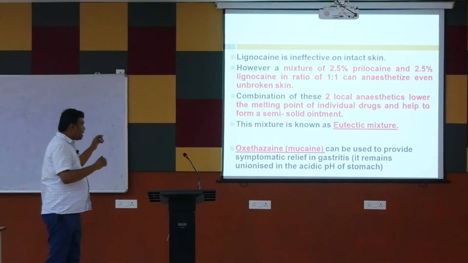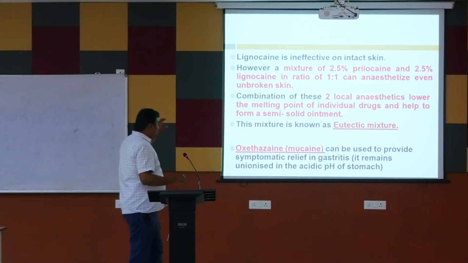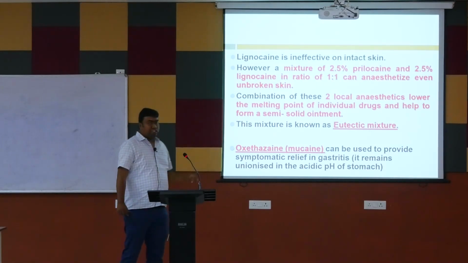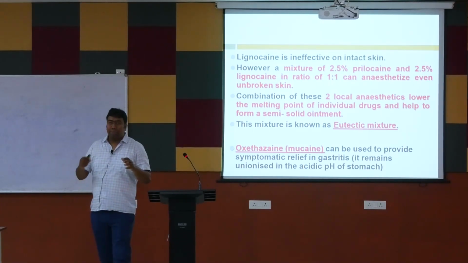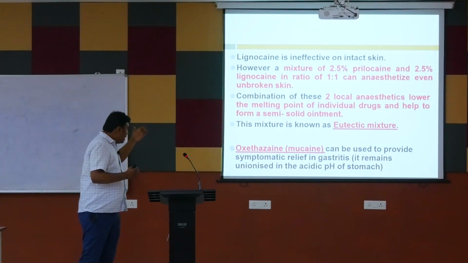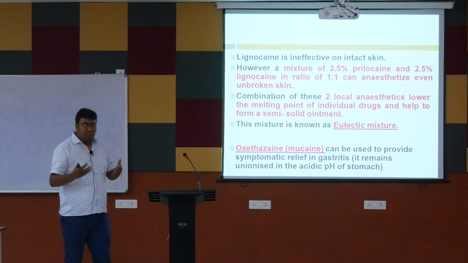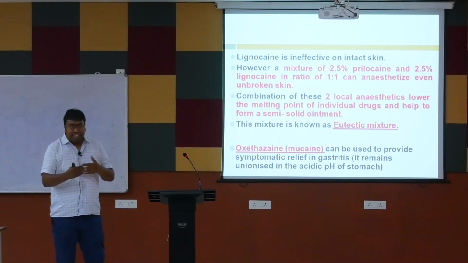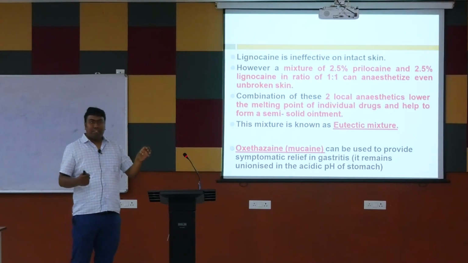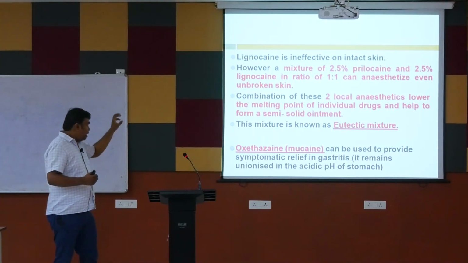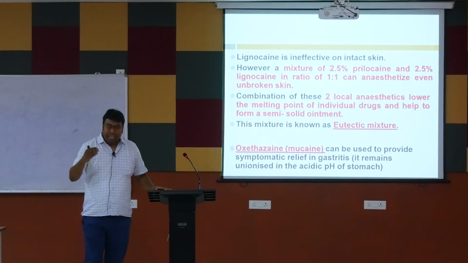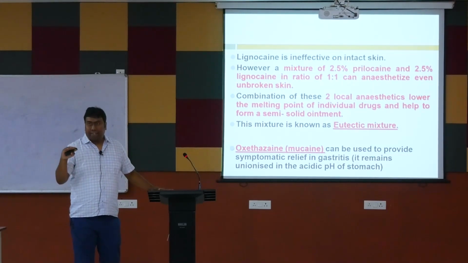Then we require a eutectic mixture of 2.5% prilocaine and 2.5% lignocaine. It becomes a eutectic mixture, and what happened? The individual melting points will be reduced, so it is easier to penetrate. It is called the eutectic mixture of prilocaine and lignocaine. They are commonly used in case of intact skin.